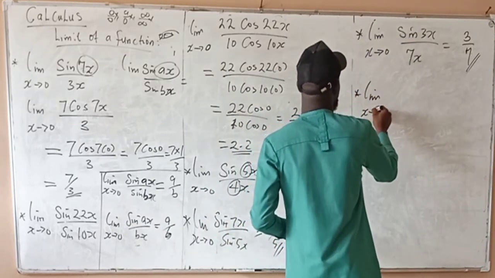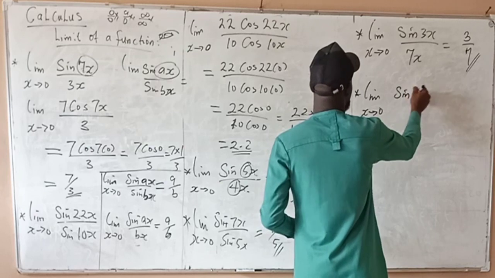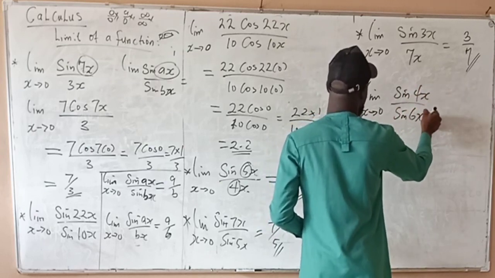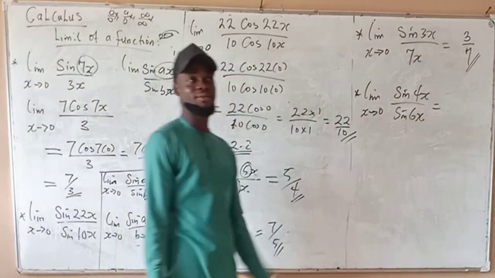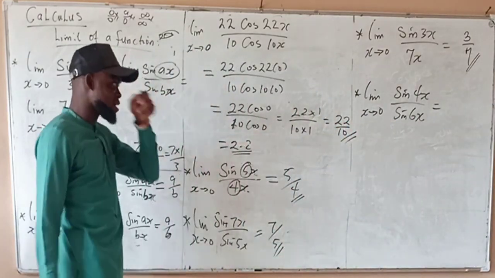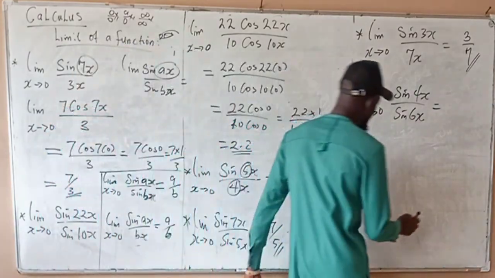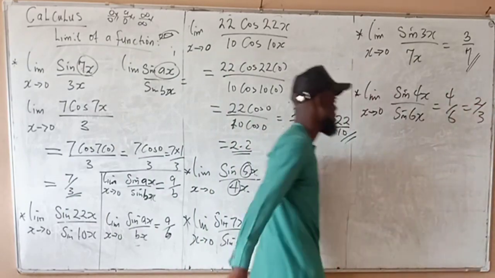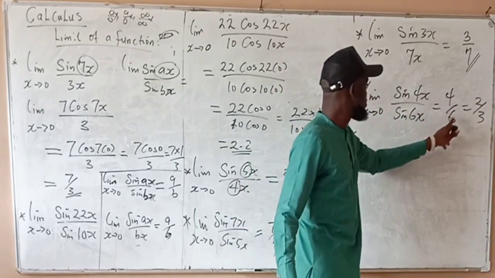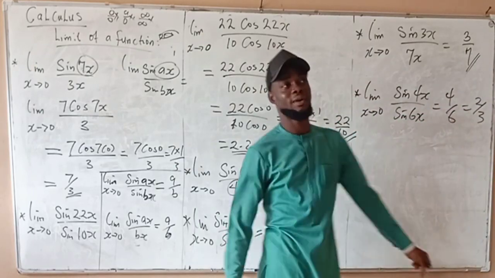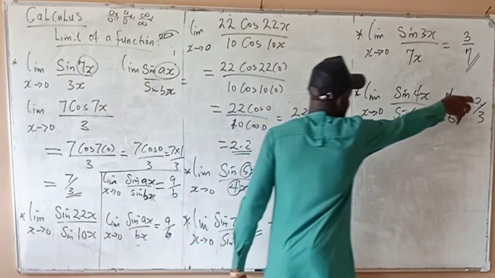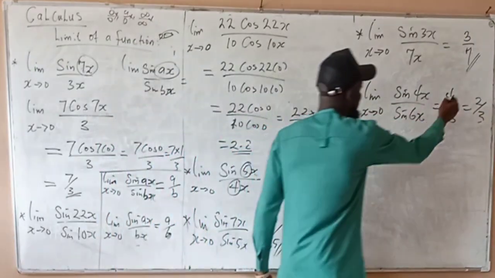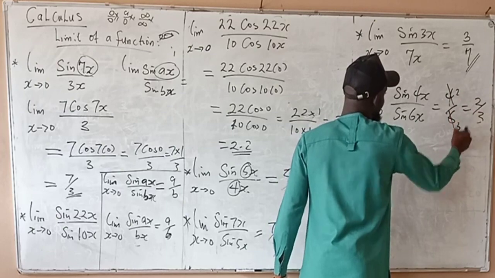Limit x approaches 0 of sine 4x over sine 6x. Okay, I'll write this. The answer is going to be 4 over 6, or 2 over 3, because dividing by 2 gives us 2 here and 3 here. These two are called equivalent fractions, so you can just divide by 2.